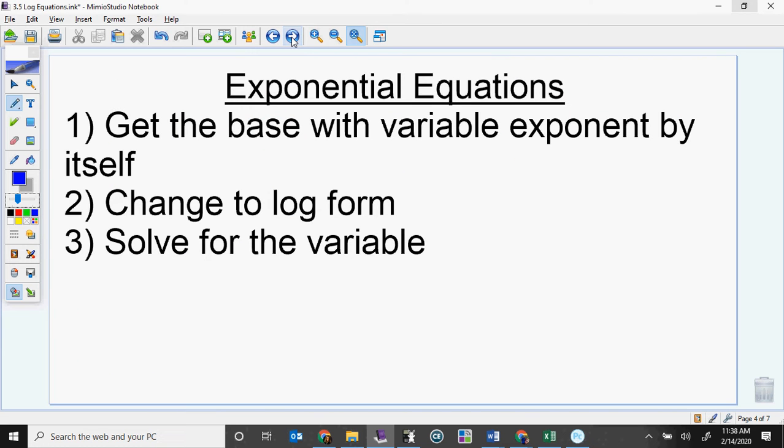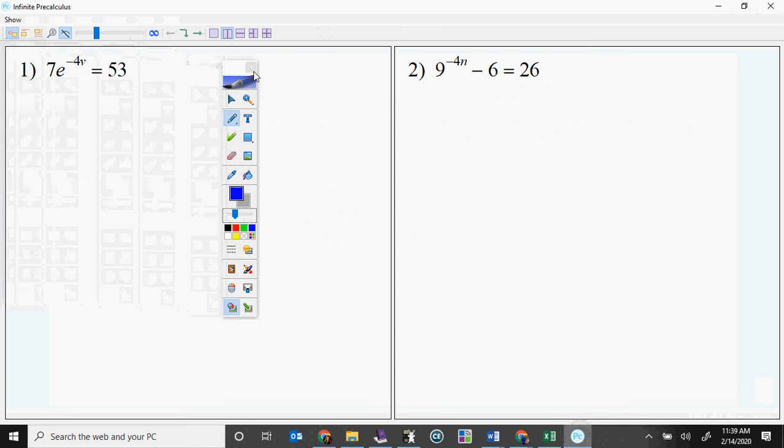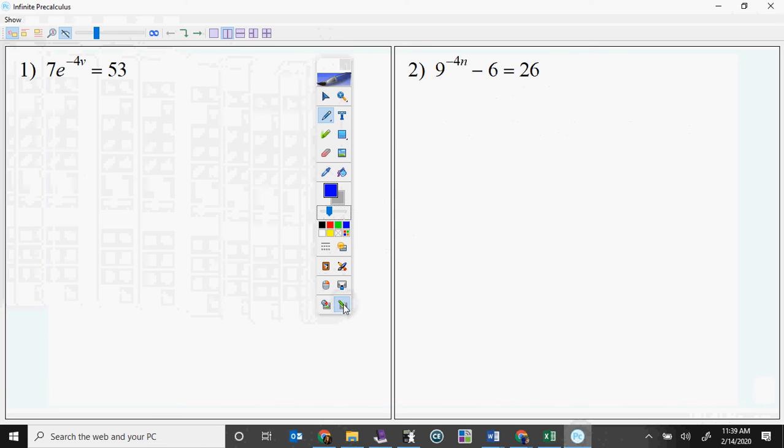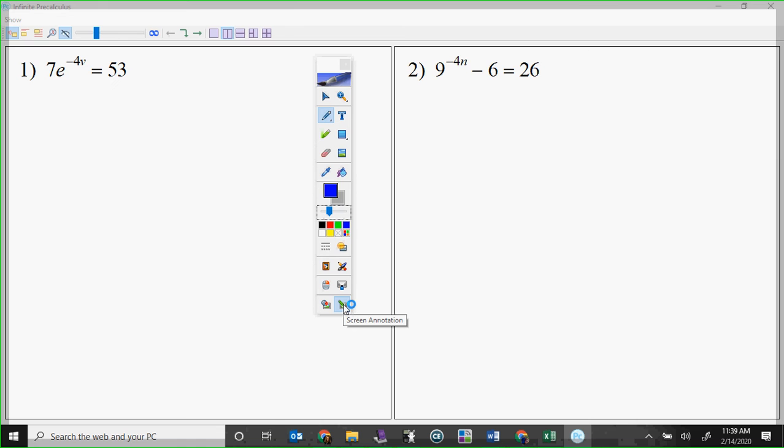So here's some rules. If I have an exponential equation, we want to get the base with the variable exponent by itself, and then we're going to change it to log form, and then we're going to solve for the variable. All right, so let's look at an example of this. I'll move this here, change so I can write on it. All right, so here is my base with an exponent.